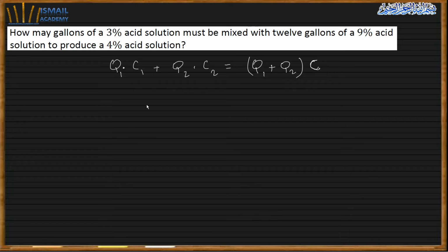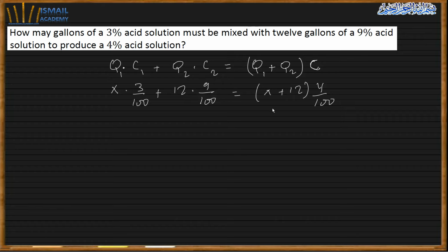So in that case, I need to find how many gallons. I don't know the quantity of the first solution. I put x times 3 over 100 plus 12 times 9 over 100 equals, because I know the quantity of the first one is x, plus 12 times 4 over 100.